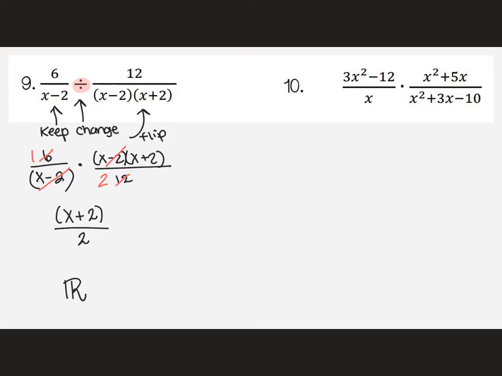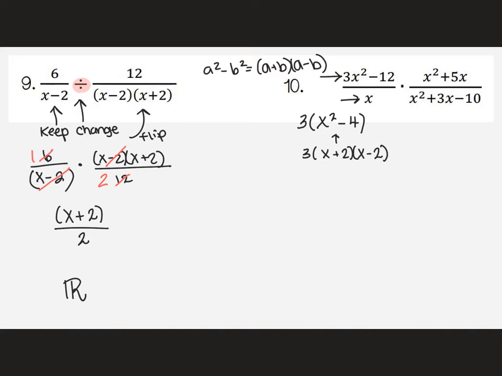In example 10, I have some factoring to do. So if I focus on this first numerator, I'm noticing I can factor out a 3. When I do that, I'm left with x squared minus 4. X squared minus 4 can be factored further, so it's a difference of squares. Remember, that formula looks like this. And so when I factor, I really get x plus 2, x minus 2. This denominator is fully factored, so we'll just leave it as is.